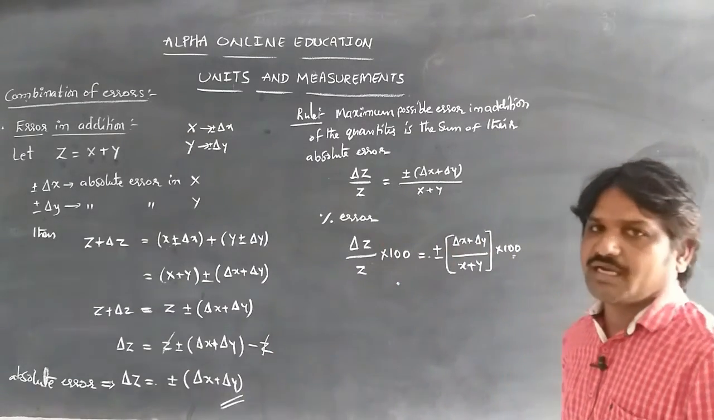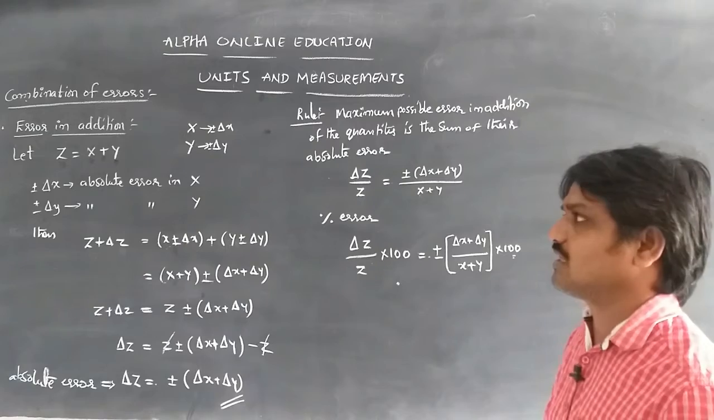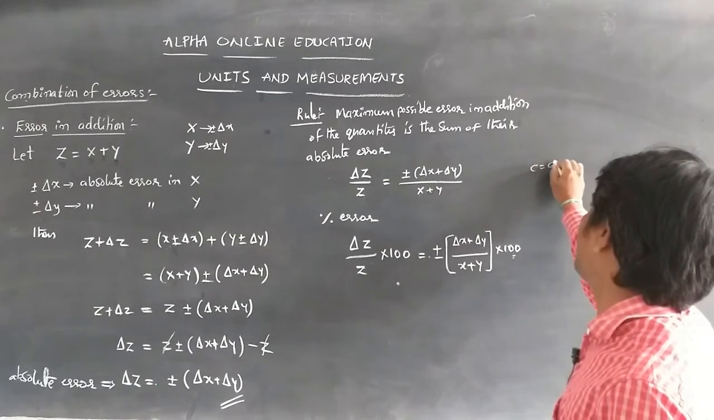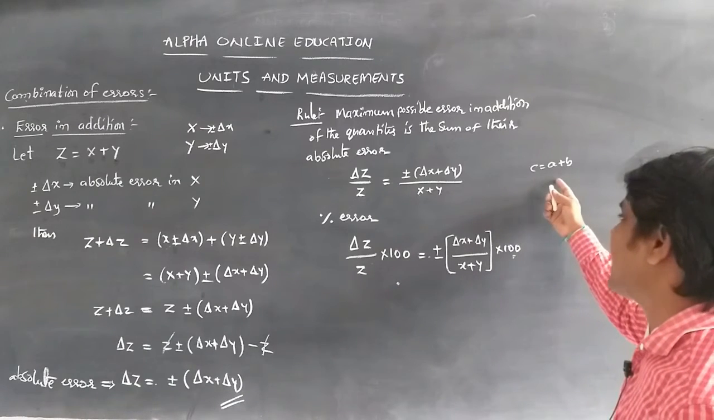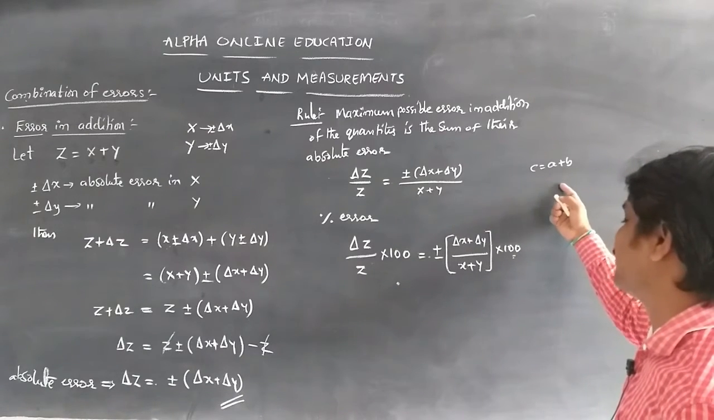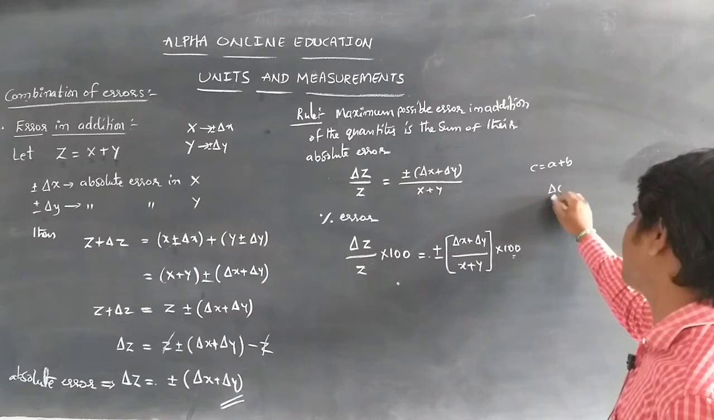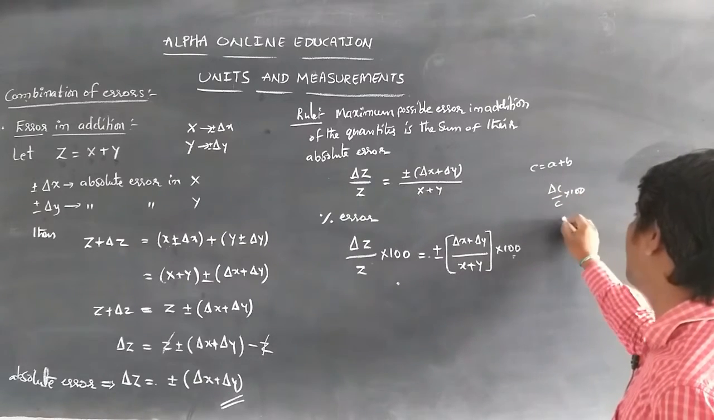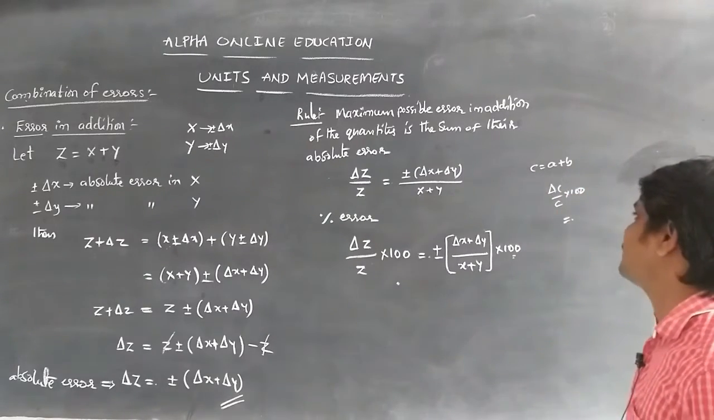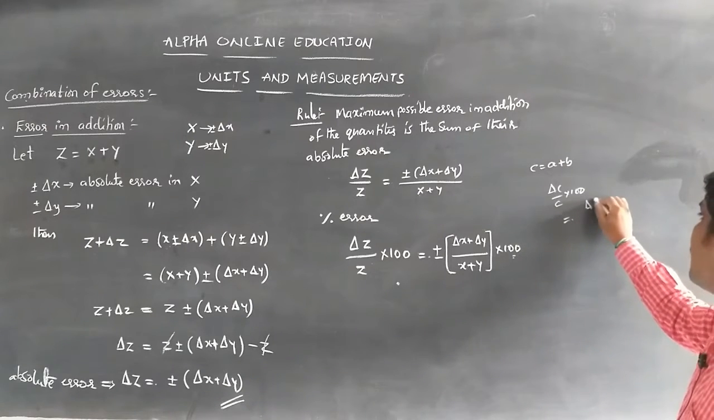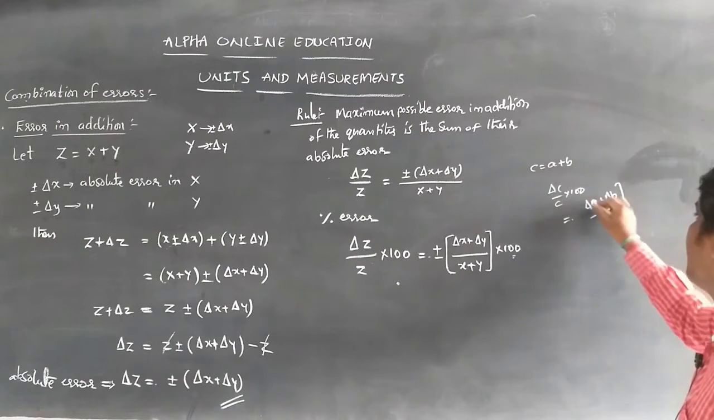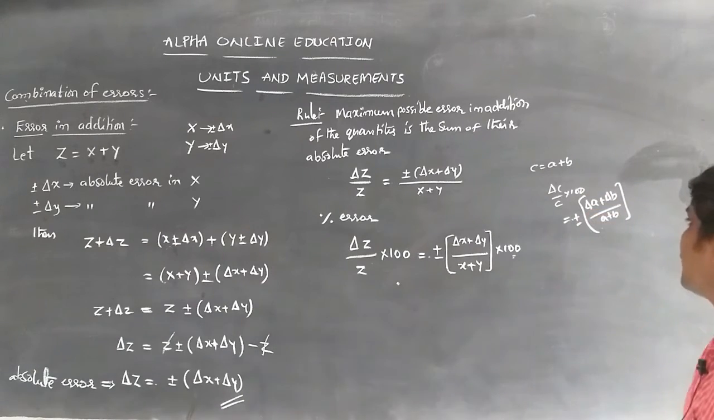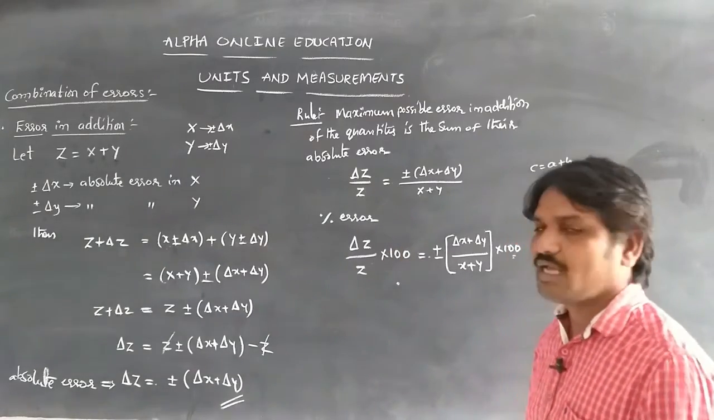To find the error in addition, if any equation is given, that is C is equal to A plus B, then we can write that the maximum possible error in percentage is delta C by C into 100, which is equal to delta A plus delta B by A plus B, into 100. Then we can write it like this. So this is about error in addition.